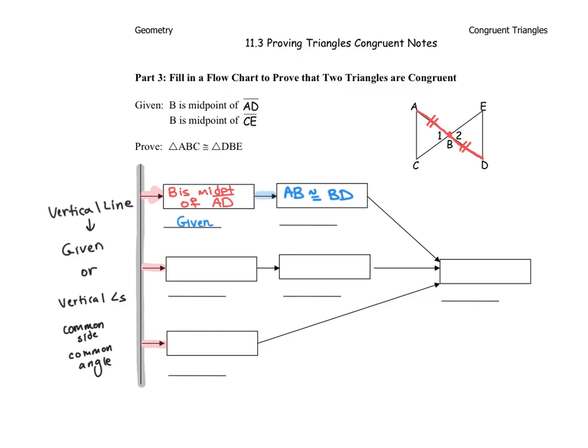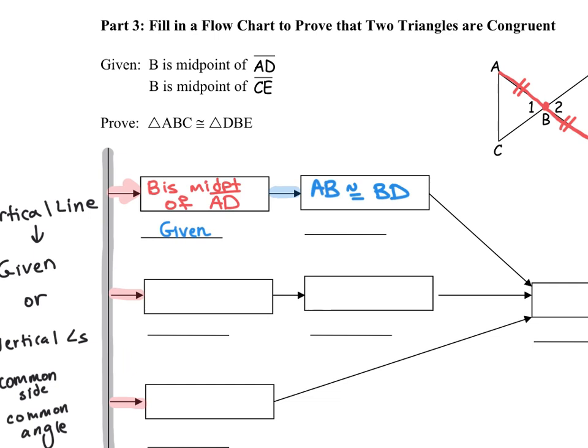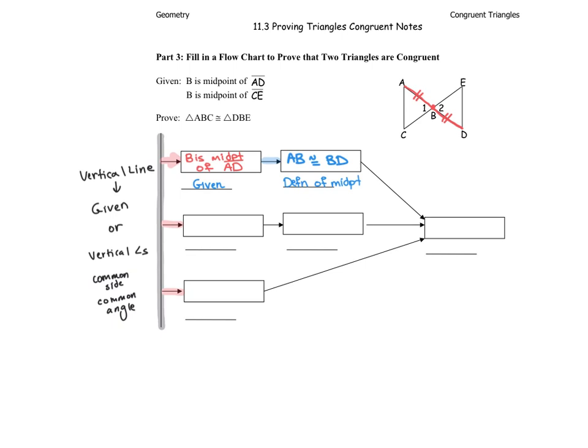Now, why can I say AB is congruent to BD? That's the definition of a midpoint. So I write definition of a midpoint. In the space below the box, I write the reason. In the box, I write the statement. So I was able to find a side.